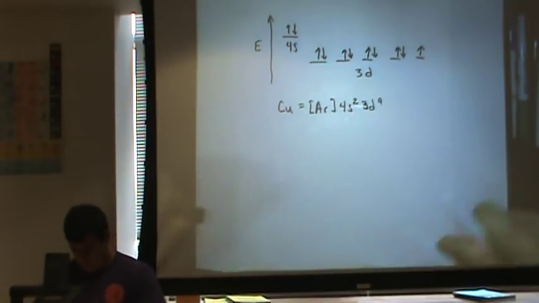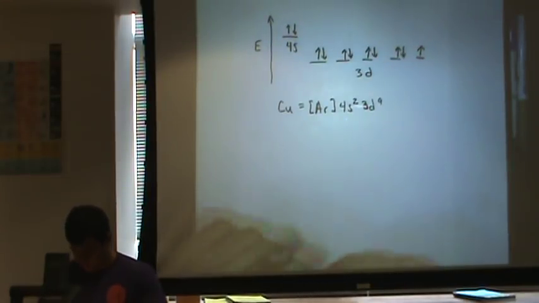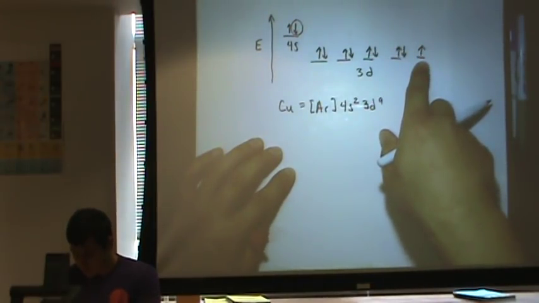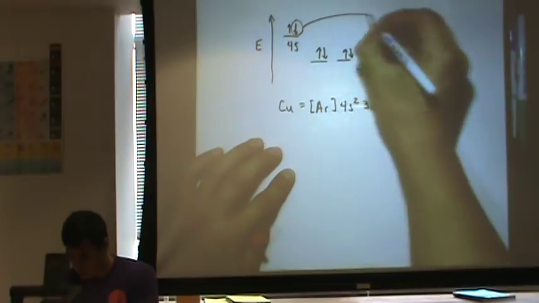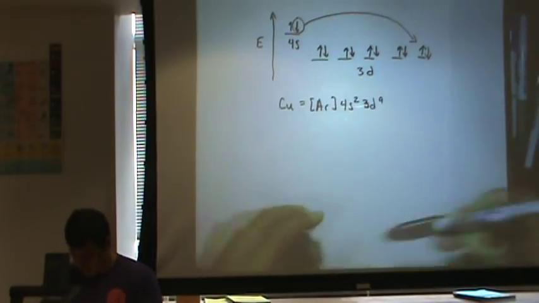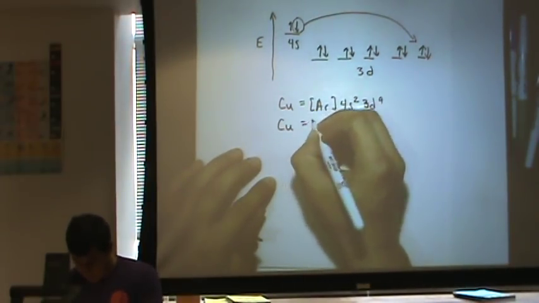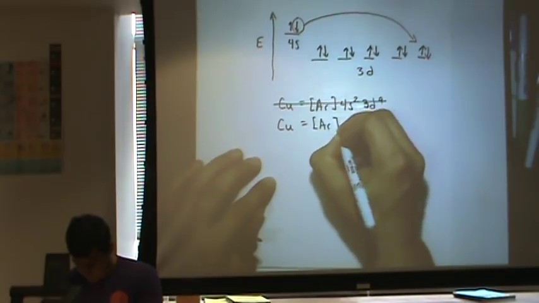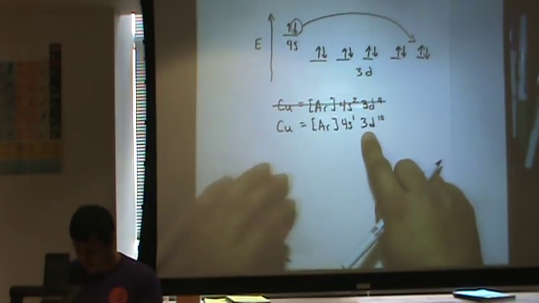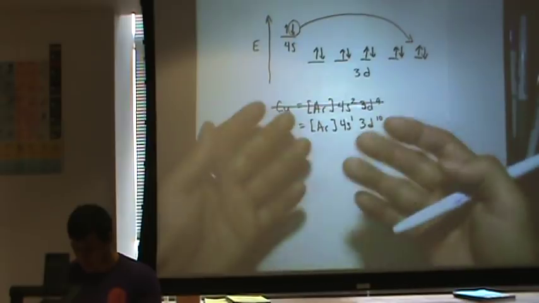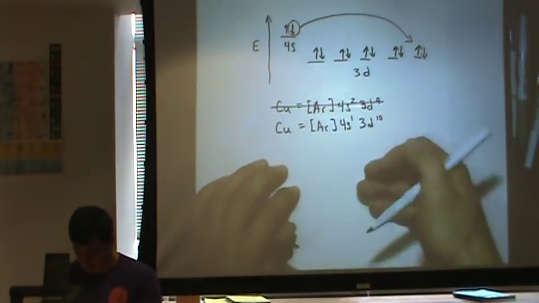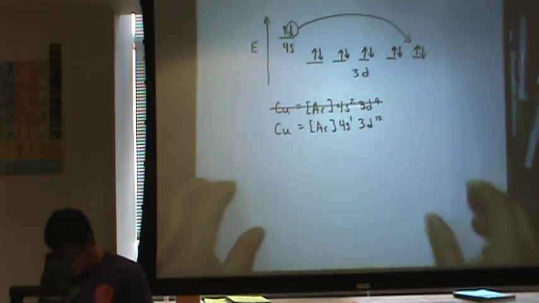So what's happening here is, I'm going to switch colors so I have to redraw this. This electron that's spin down decides there's one free space down here that is lower in energy, so I'm just going to move over here, thus making our configuration not this, but 4s1 3d10. This filled shell acts like a noble gas configuration, and elements want to be in a noble gas configuration because it's really stable. So the stability of having the electron demoted from here to here is better in energy than keeping it in the 4s orbital.